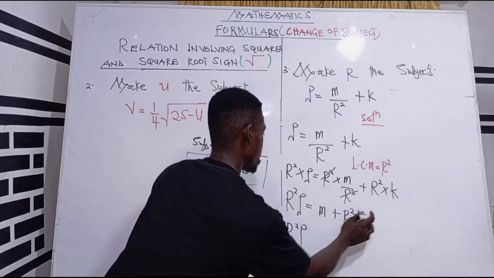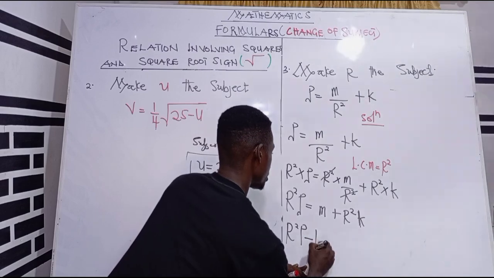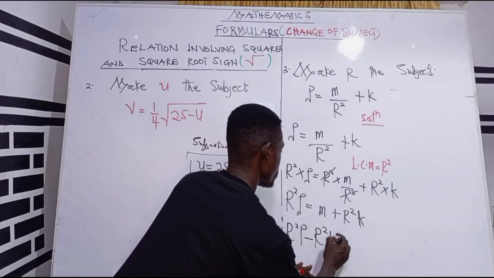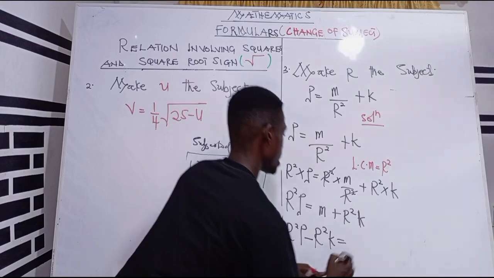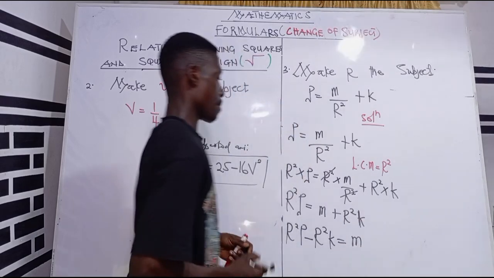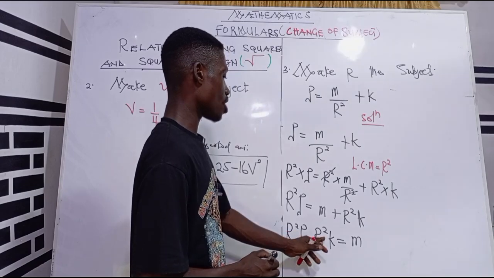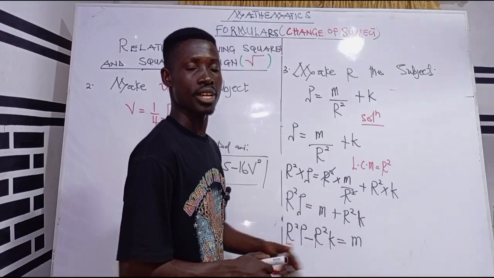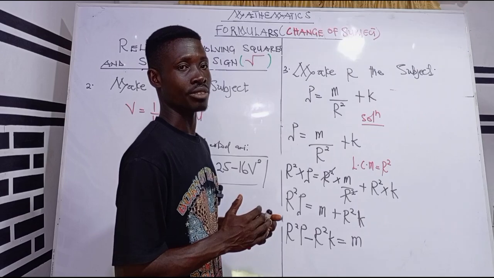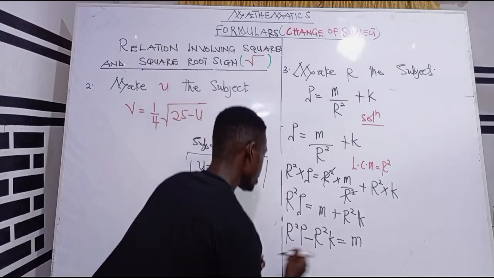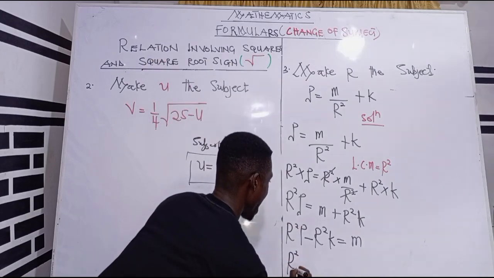So let's bring the r squared k to the other side of the equation. So we are going to get r squared p minus r squared k is equal to m. Now we have r squared p, r squared k. So why don't we factorize the r squared out?